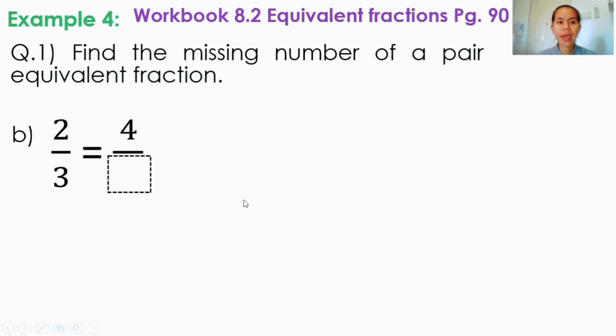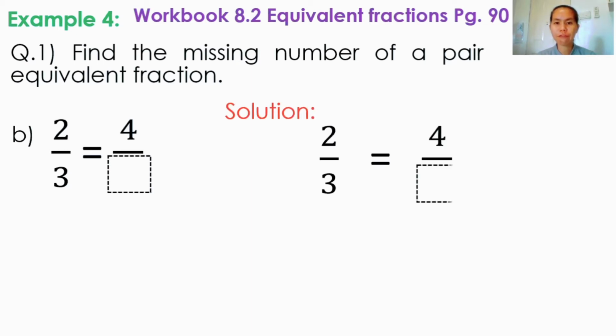Another example, we have 2 over 3 is equal to 4 over blank. Showing again the solution, we have 2 over 3 is equal to 4 over blank. What can you observe with the numerators? 2 is equal to 4. What are we going to do with 2 to make it equal to 4?